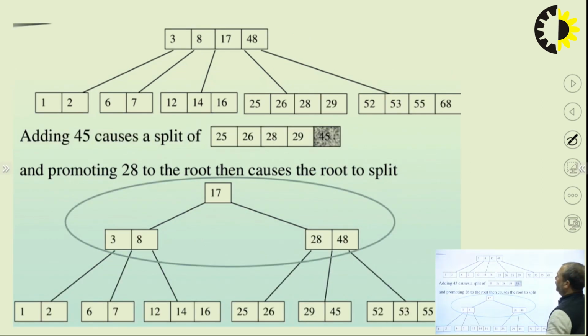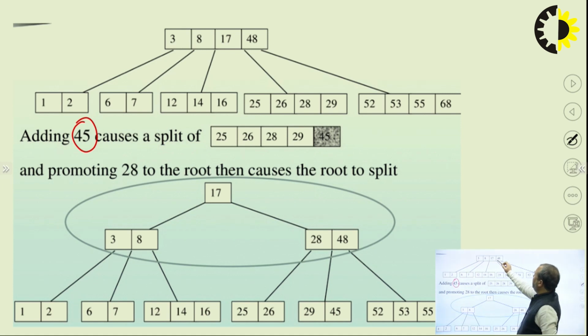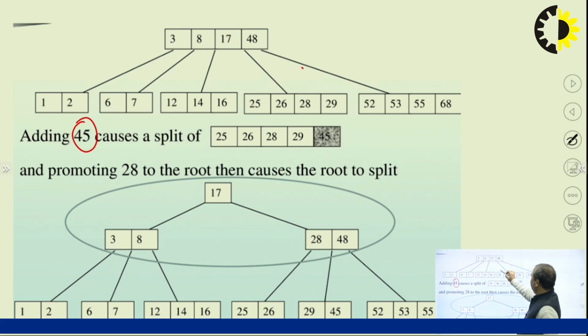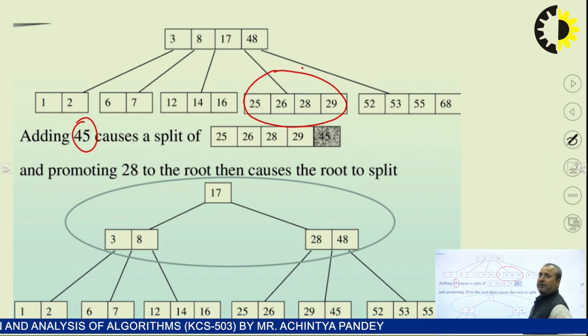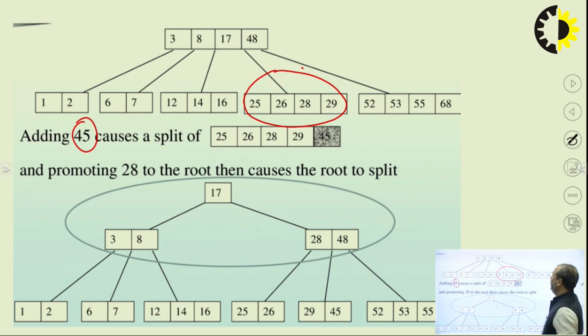Then we have further values to insert: 45. See where 45 will go. Now we want to insert this 45. 45 is greater than 17 and less than 48, so it will go in this part. But this node is already full because it has 4 key values and the order of the B tree is 5. If it is 5, a maximum of 4 key values can be inserted. Okay, so adding 45.